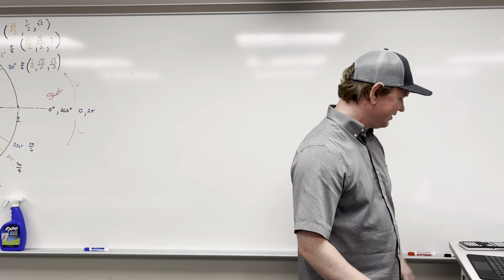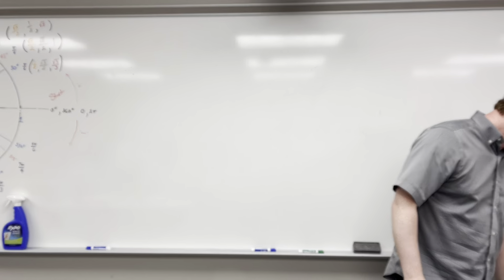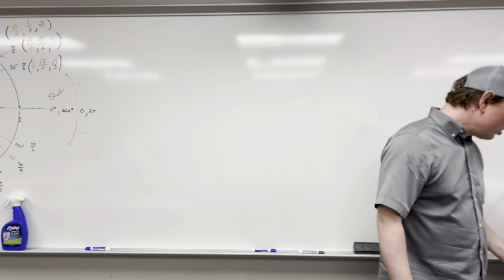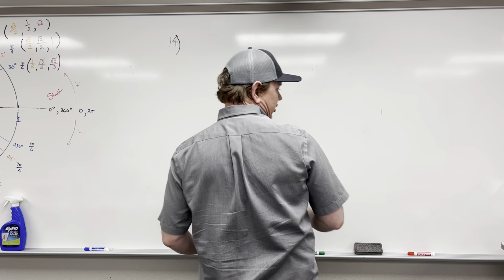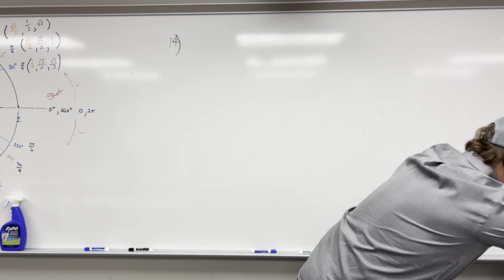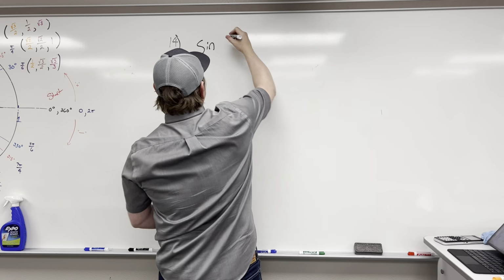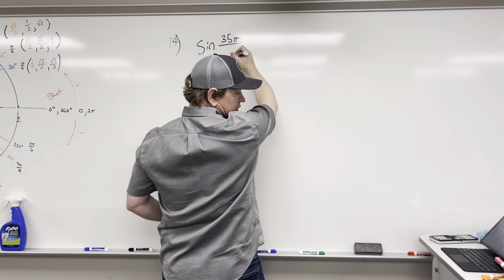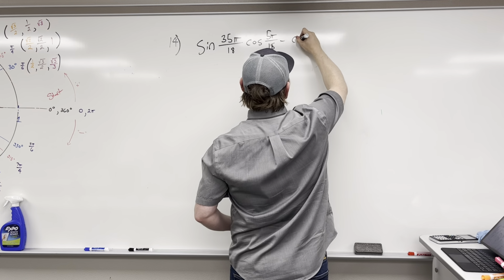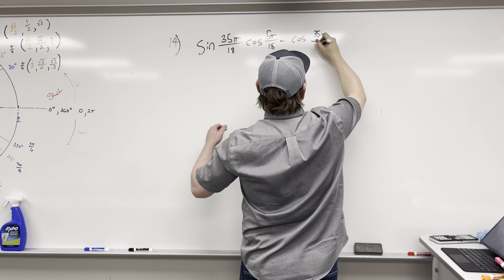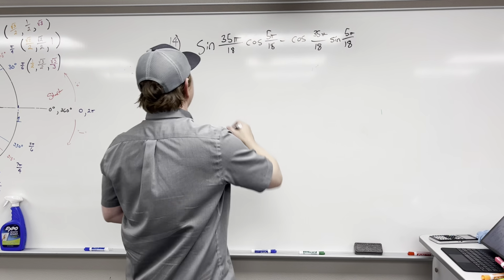Okay, from 12 on, 14. Is this the one where you have to figure out two angles that add up to that? No, it's not. Never mind. What's crazy is, technically you could, but I think that would be a harder way to go. That's the thing with a lot of these. Okay, 14: sine of 35 pi over 18 cosine of 5 pi over 18 minus cosine of 35 pi over 18 sine of 5 pi over 18, like that. Okay? Right on.